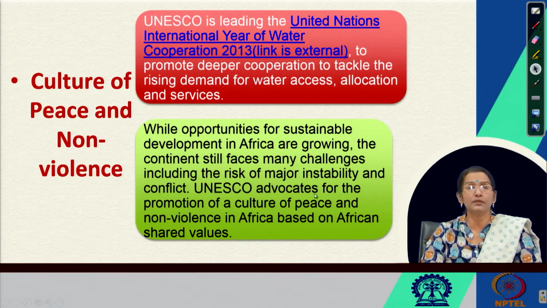UNESCO advocates for the promotion of a culture of peace and non-violence in Africa based on African shared values. The thing is that all of us across the globe are facing one challenge or another, be it pandemic, climate change, overpopulation, unemployment, poor economy, or economic downfall. But in spite of that, if we can maintain a peaceful atmosphere and peaceful culture, even in the workspace and within the country, we can at least mitigate some of the problems, resolve some of the issues, and think of sustainable solutions and a better plan for a better world.